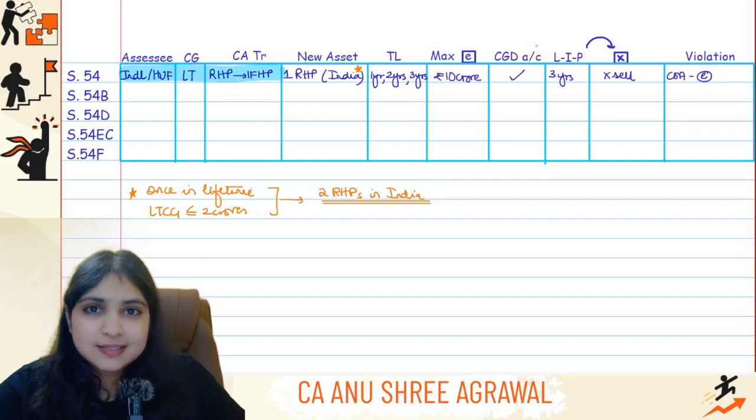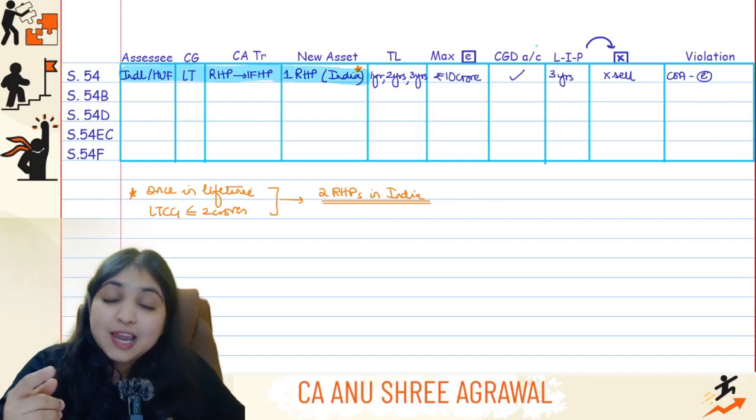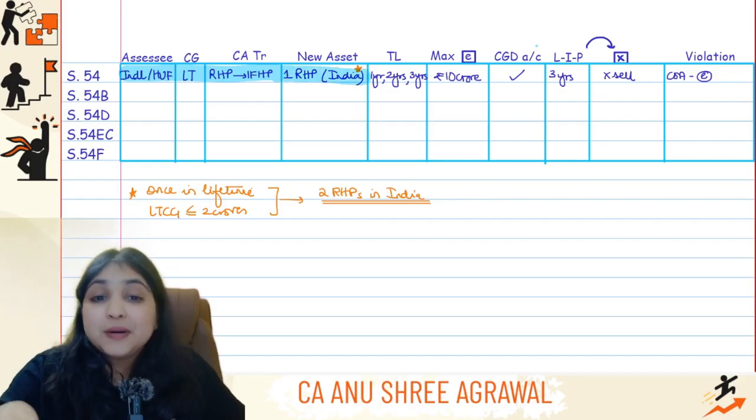Residential house property assessed under IFHP. We can sell how many of our houses? No limit on how many houses we are selling. But how many houses can we buy? Only one residential house property, that too in India.